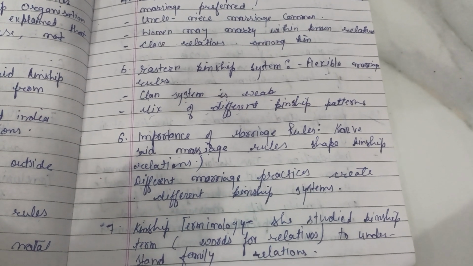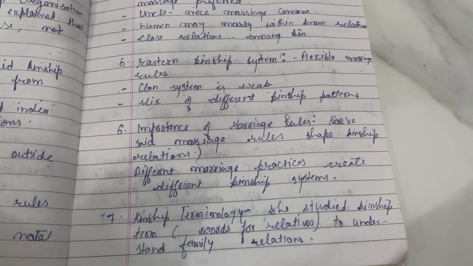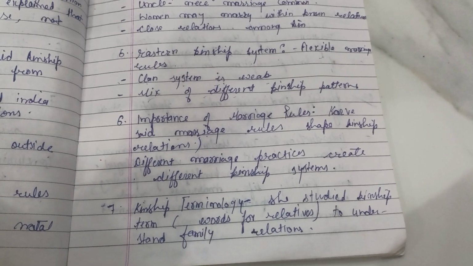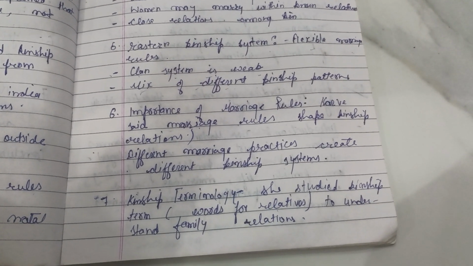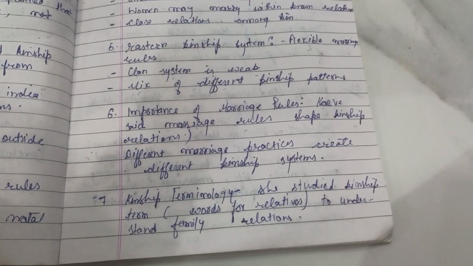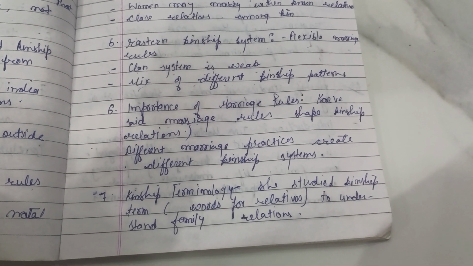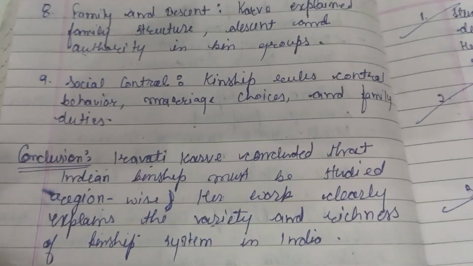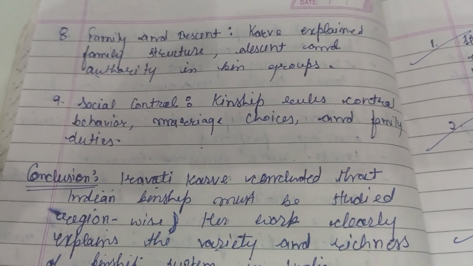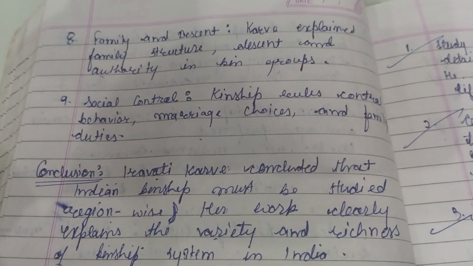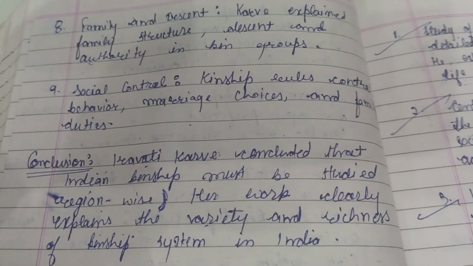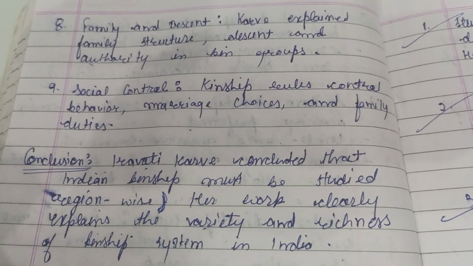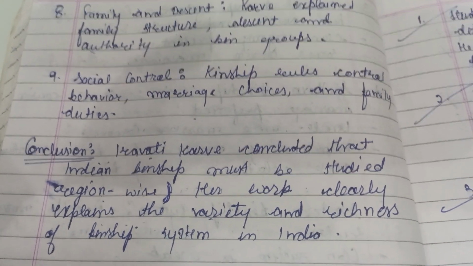Importance of marriage rules. Karve said marriage rules shape kinship relations. Different marriage practices create different kinship systems. Kinship terminology: she studied kinship terms, the words for relatives, to understand family relations. Family and descent: Karve explained family structure, descent and authority in kin groups. Social control: kinship rules control behavior, marriage choice, and family duties.